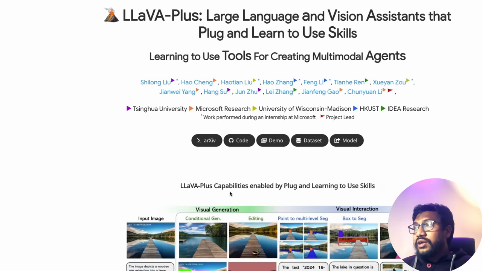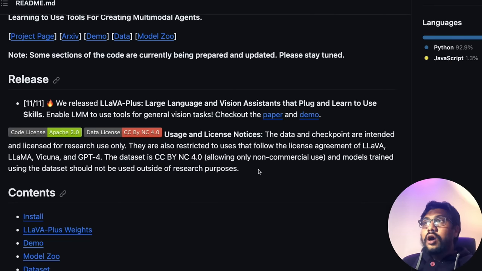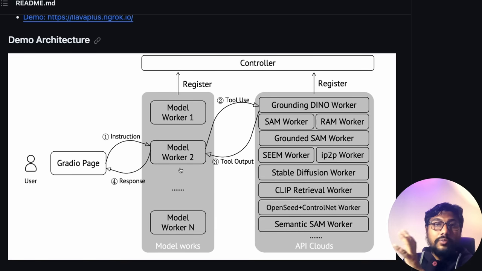You can go here and see the code is available. The data set that they used is available for you to use. And you can also see how this entire thing works. If you go to their GitHub repository about their architecture, it's not necessarily a completely different model. This is building on top of Llava, giving you that ecosystem of tools to make Llava into Llava Plus.